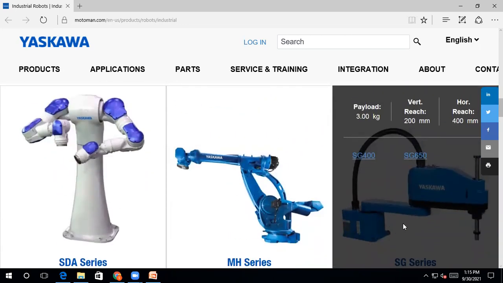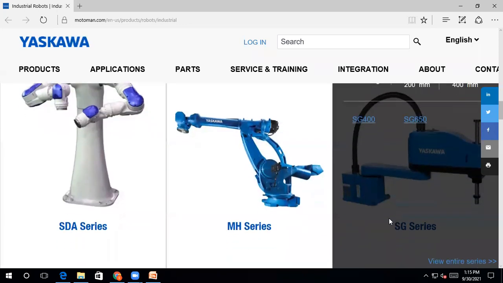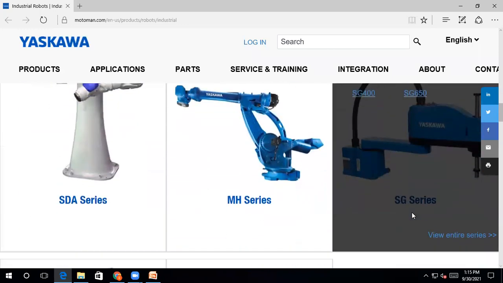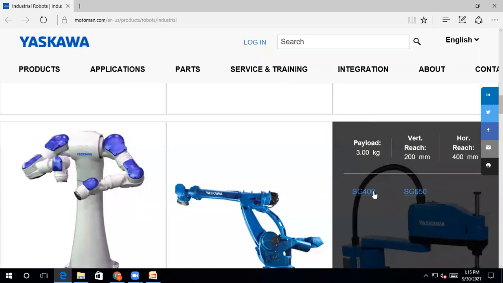Now this is the SG series. The company name is Yaskawa. Series is SG series, it's SG400. Its payload is 3 kg. Vertical reach 200. Horizontal reach 400.